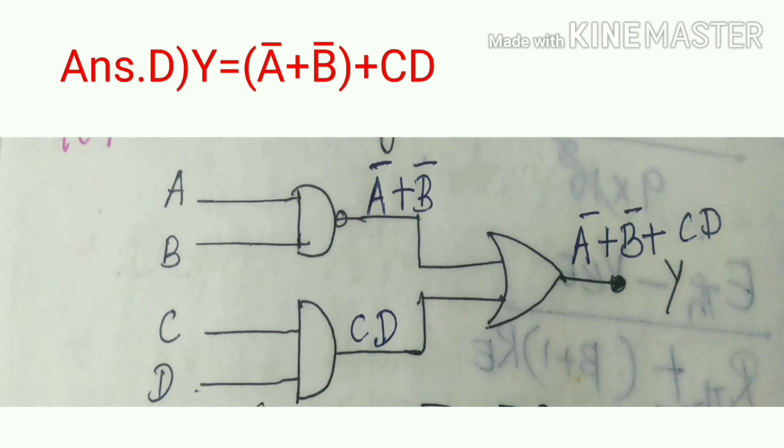The input of AB is given to NAND gate, then CD is given to AND gate. The output will become A bar plus B bar, and CD. The output is given to input of OR gate. Y will be A bar plus B bar plus CD. Therefore, D is the correct answer.